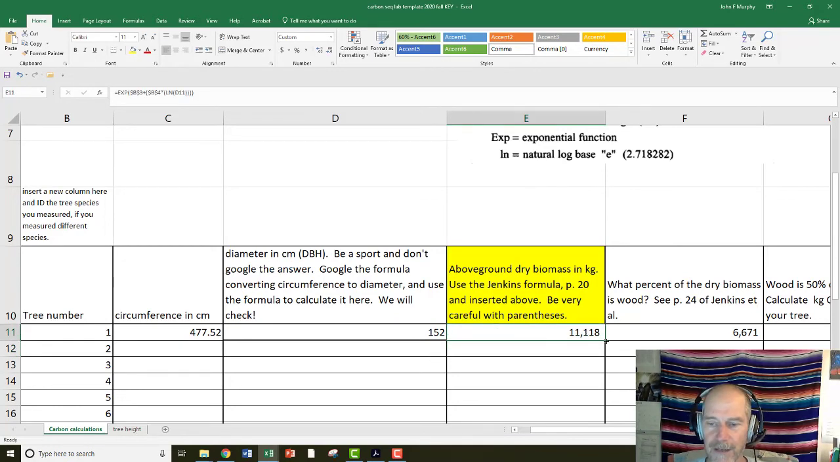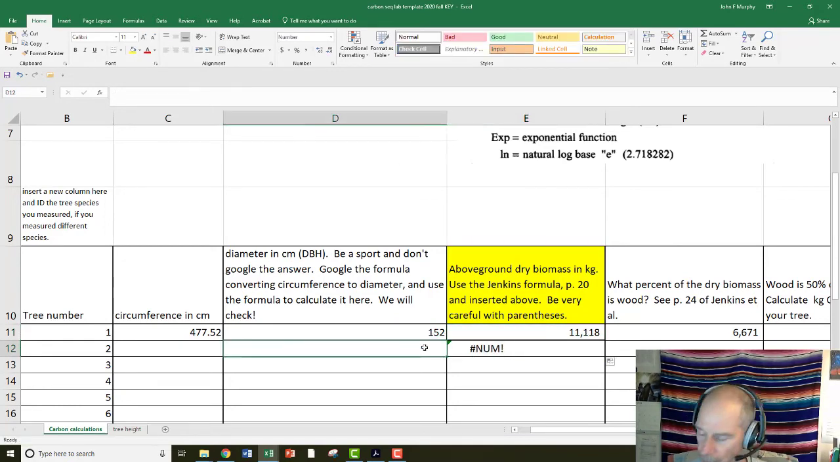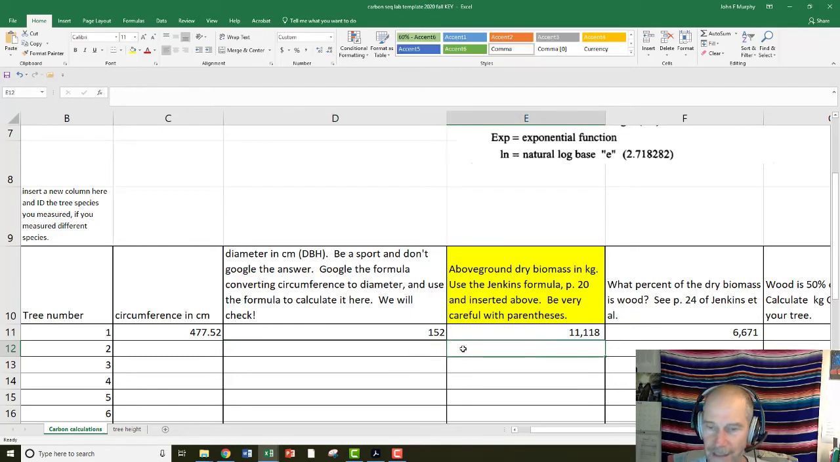So if I put in another tree over here, let's just say it's 36, I get another number there. Okay. So I'm going to delete that. Going to delete this. You do that. You get all your trees. You'll get all the carbon in your trees. You have now calculated carbon sequestration.